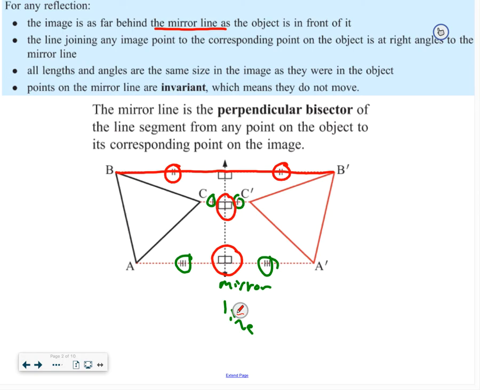Lastly, points on the mirror line are invariant. So if you have a point that exists on the mirror line, say we called this point D, and we reflect it over the mirror line, it would also be D prime. Invariant means it does not move. We also know that the mirror line is not only perpendicular, but the lengths are the same on both sides, so it bisects them. Joining these ideas together, it's a right angle and the segments are the same, so the mirror line bisects the line connecting them.